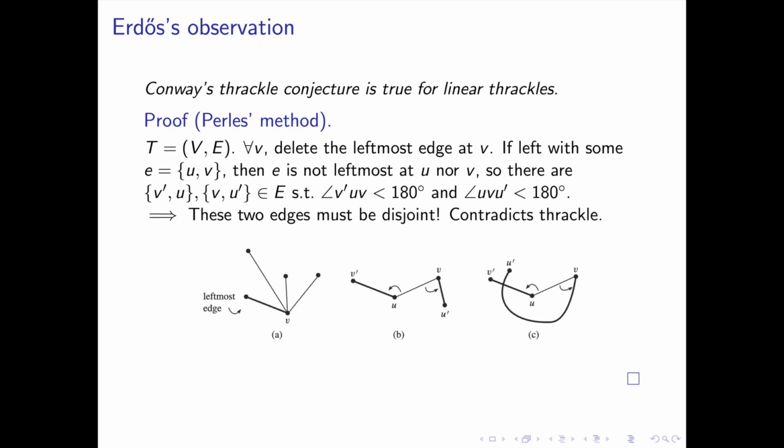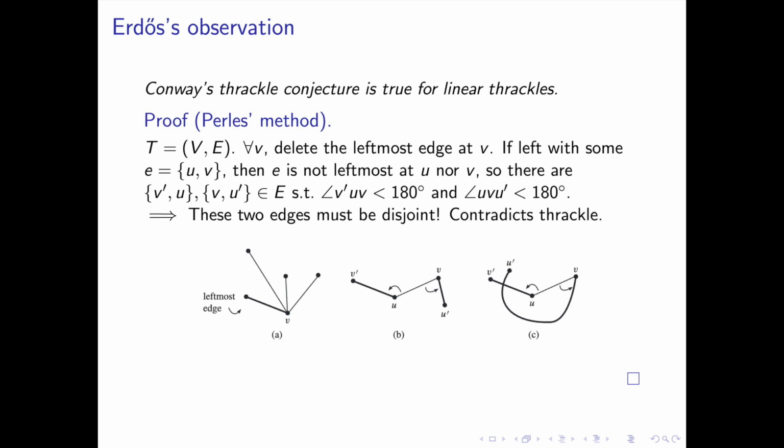After deleting the leftmost edge incident to all pointed vertices, we should have deleted all edges. If not, then there must be some edge, UV, that is not leftmost at U nor V. See part B of the figure for a visualization of this. Suppose that some edge V prime U was leftmost at U, and some edge VU prime was leftmost at V. Then, the angle V prime UV is less than 180 degrees, and the angle UVU prime is also less than 180 degrees. If either of these are not the case, then the edge UV would be leftmost with respect to either U or V.